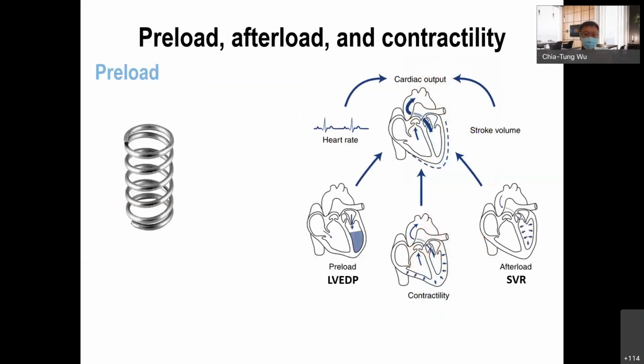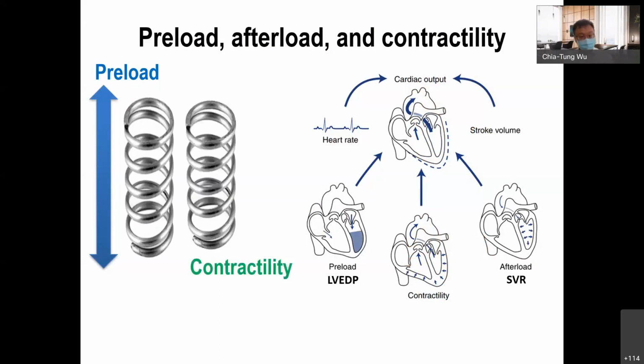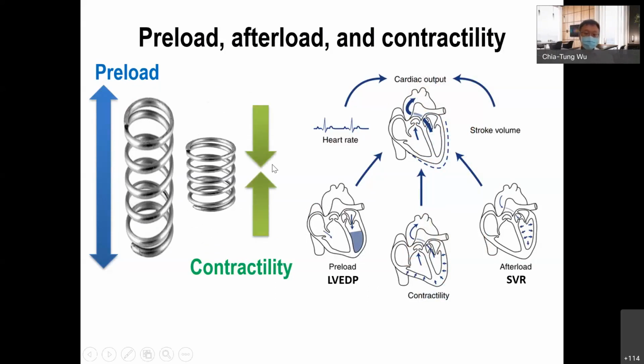I'll explain here with a spring, a coil. What is preload? When we try to elongate the coil, when we try to pull the coil. And what is contractility? It is the force of recoil of this spring jumping back to its original condition. So increased preload and increased contractility both are good for our cardiac output, for our stroke volume.